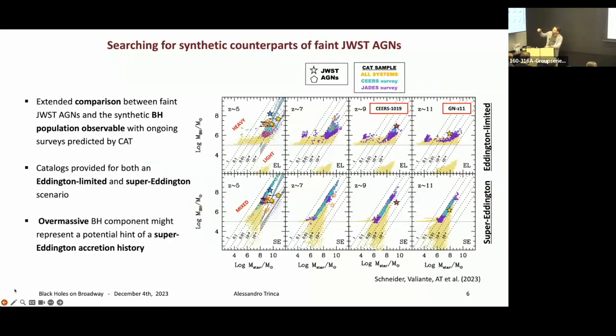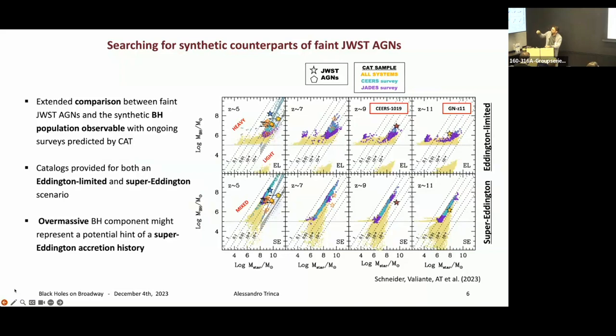And what I'm showing you here is basically the black hole mass versus stellar mass relation for the two models, where all the big points that you see are the JWST detections, and they're compared with this population of yellow dots, which are our candidates, where we highlighted the population of systems that we expect to be observable with different surveys, and in particular with CHEERS and JADE survey.